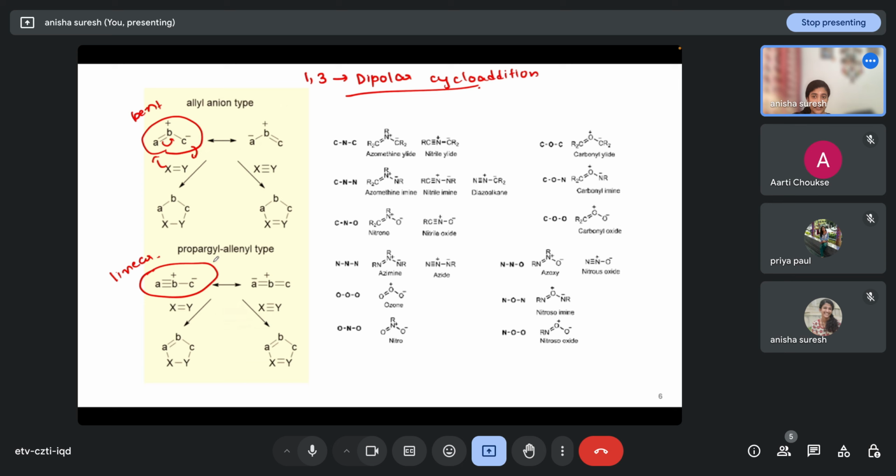Similar is the case with propargyl allenyl type. This will also undergo a 4 pi 2 pi cycloaddition reaction, resulting in the formation of a five-membered ring system. And these are different examples of allyl anion type and propargyl allenyl type 1,3-dipoles. Fine.